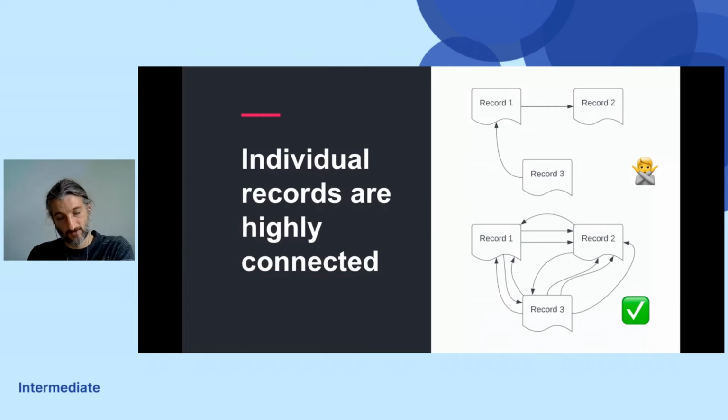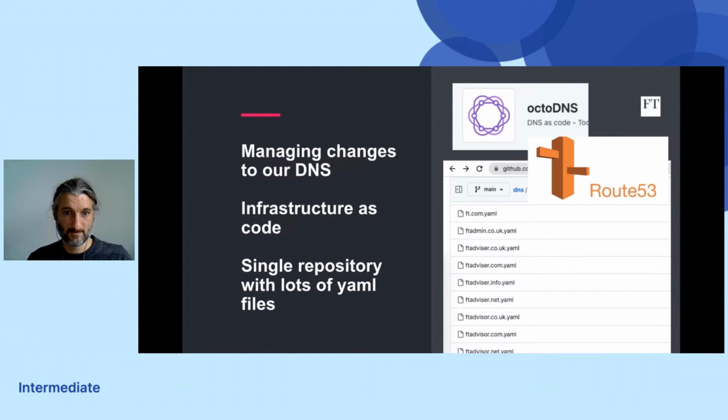Another aspect of connectedness, which I think is really important, is that you try and map as many relationships between records as possible, because a rich model with more relationships can give more powerful insights and power more use cases. An example of where we're getting value here is in how we manage our DNS records. We already manage our DNS as infrastructure as code, so we have a big repository full of lots of YAML files that define all our DNS records, all the way from ft.com down to obscure little bits of infrastructure.